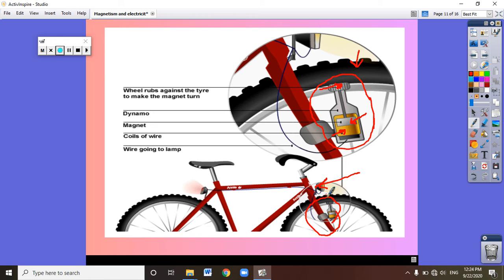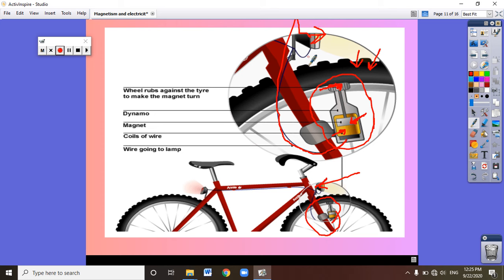What happens when you ride your bike and the tire of the bike starts moving? This part will move, so the magnet inside the dynamo will move, and when the magnet moves inside or outside the coil of copper wire, what will happen? An electric current will generate and pass through this wire that is connected to the lamp, so the lamp will light.